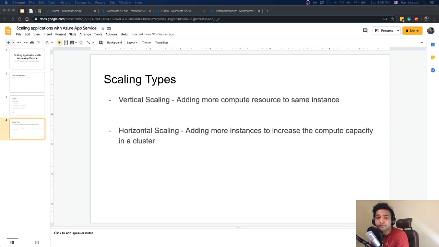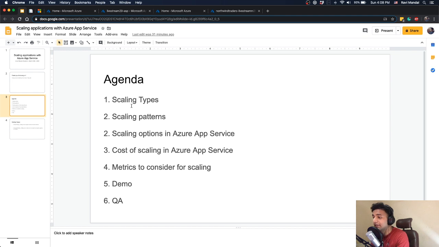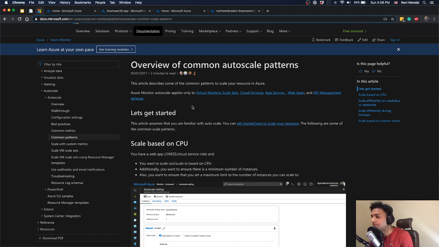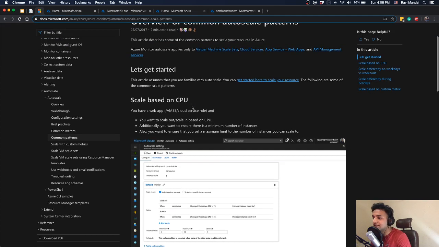So these are the scaling types in Azure. But let's talk about scaling patterns, like when do you want to scale, or what are the patterns that the applications or the business might need in case of certain applications. Here is a basic documentation from Azure. It says you can have multiple patterns in the cloud that you can scale upon.